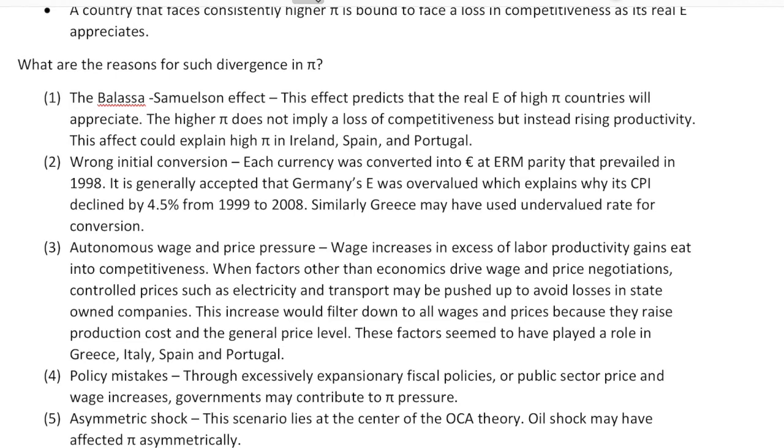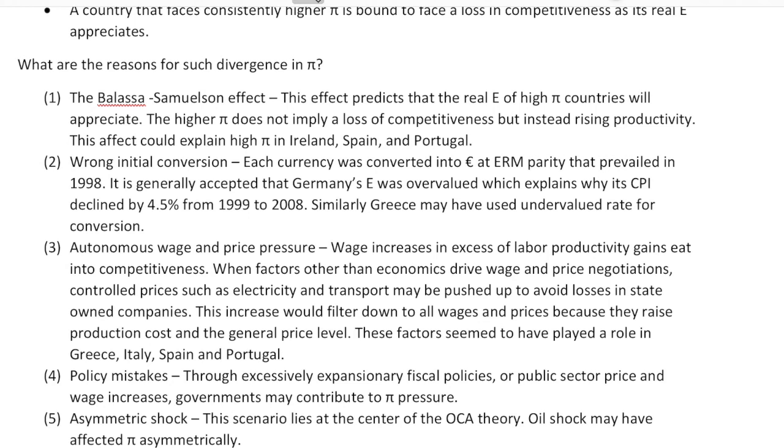The third piece that could justify the divergence in inflation is the autonomous wage and price pressure. So what does that mean? Well, what that means is when wages increase in excess of labor productivity gains, it eats into competitiveness, right? And that makes sense, right? If it costs you more money than the increased productivity from newer employees, then it's going to make you less productive and therefore less competitive.